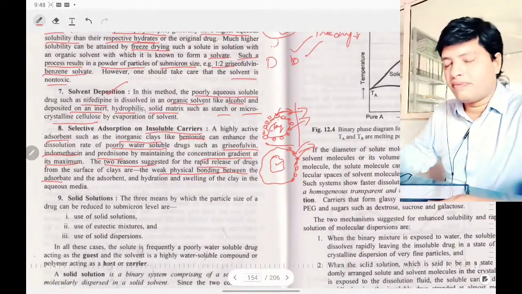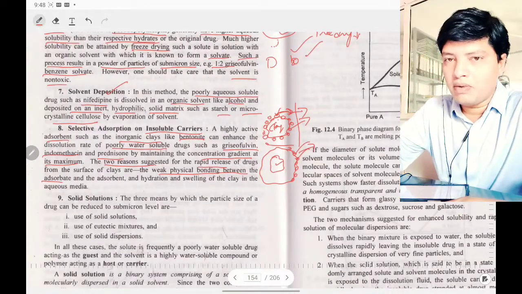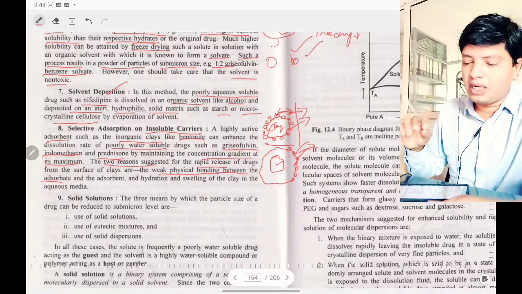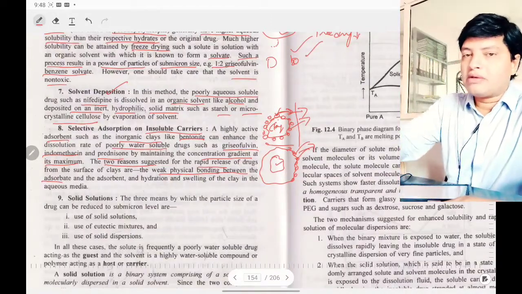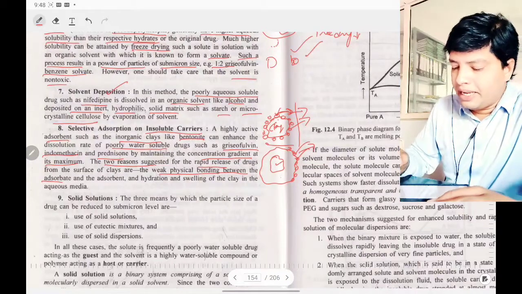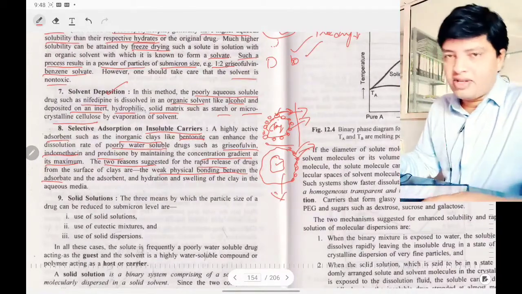Your clay bentonite is insoluble in water, hence we call it selective adsorption on insoluble carriers. It acts as a carrier. Once it gives the drug, the plain bentonite will come out, okay, in feces.